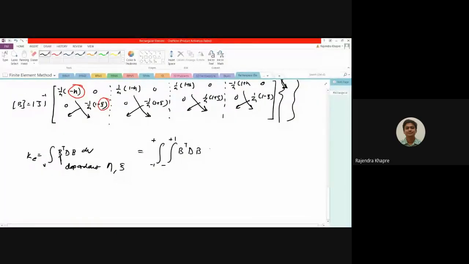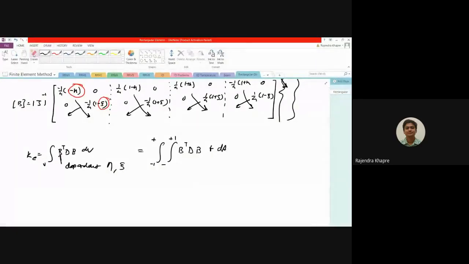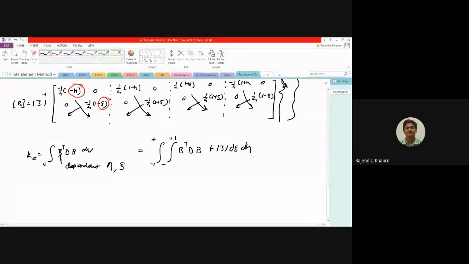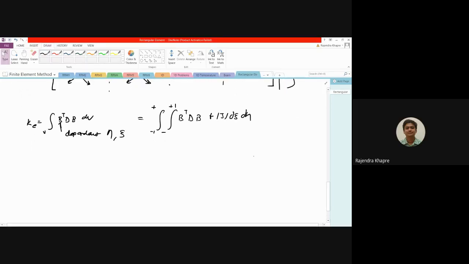Now dV can be written as thickness into dA, and dA can be written in terms of the Jacobian matrix, then we have del xi by d eta. This we have already seen, right? Now here we can use a method called the Gauss quadrature method, which we have seen in the first year, first sem, in the numerical methods subject. If you remember, let me go back and refresh your memories.